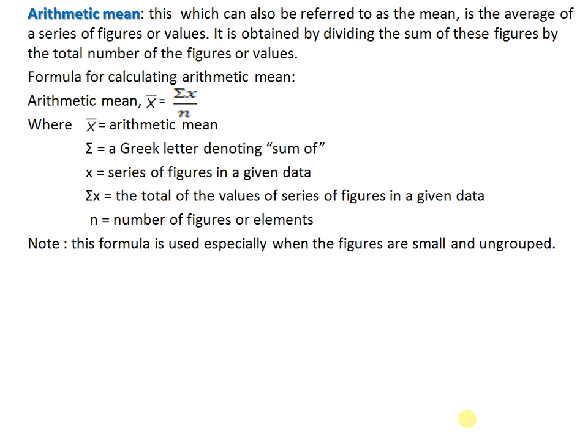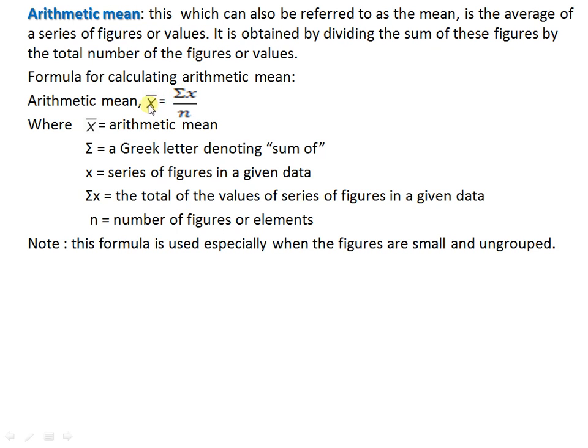Today we are continuing our lectures on measures of averages. So now we are considering the arithmetic mean, which can also be referred to as the mean. You see this a lot in mathematics. It is the average of a series of figures or values. The mean is obtained by dividing the sum, that means the addition of all the figures, over the number of figures available. This is the formula for the arithmetic mean.